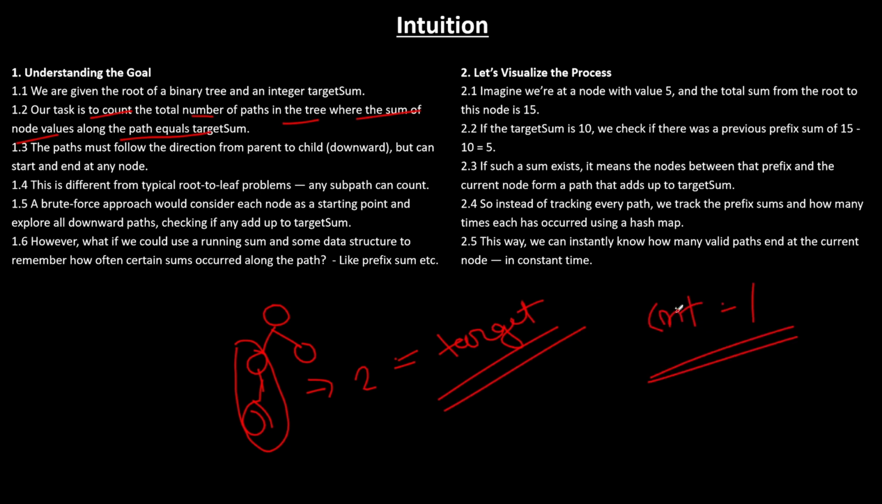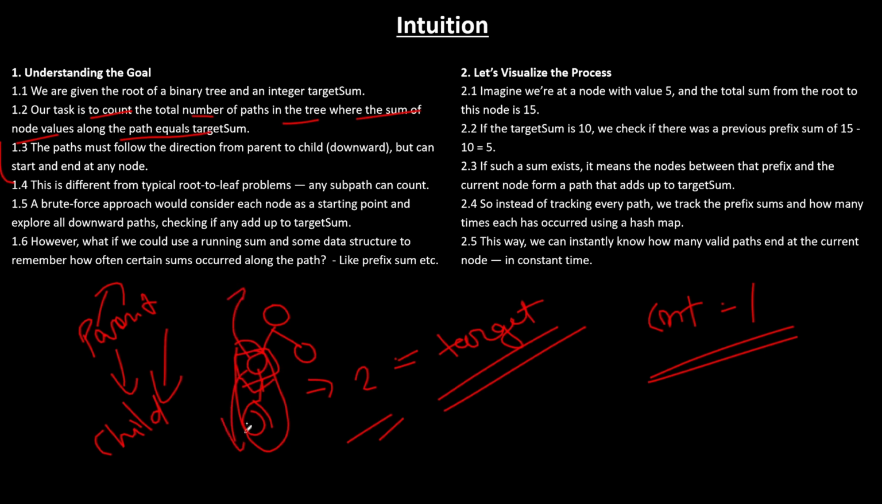Fine. So this way you have to find multiple paths whose sum is equal to the target, right? And you have to take their count. Now, one thing to note is that you have to always move downwards, right? From parent to child in the downward direction only. You cannot go in the upward direction. For example, if you're standing here, taking this as a parent node, you're not allowed to go above, right? You're allowed to go below only, right? That's the thing. And this is different from typical root-to-leaf problems.